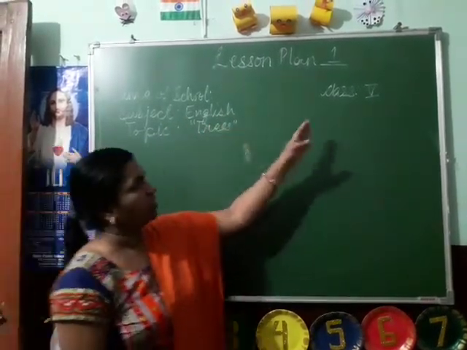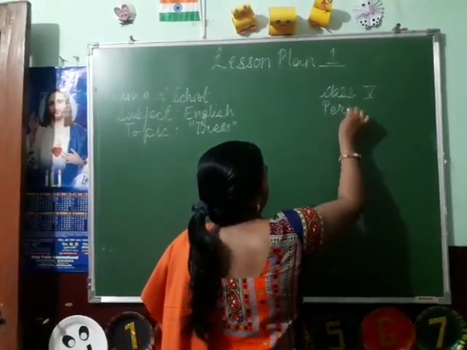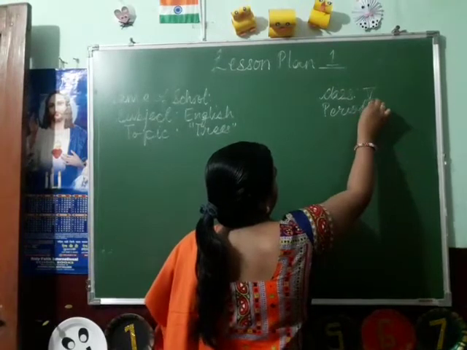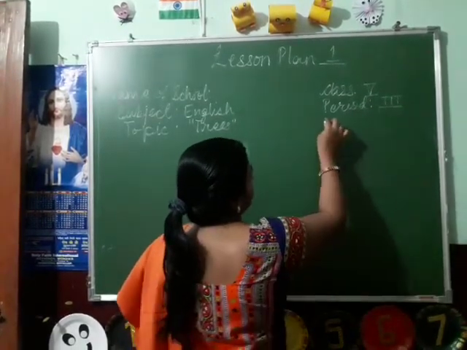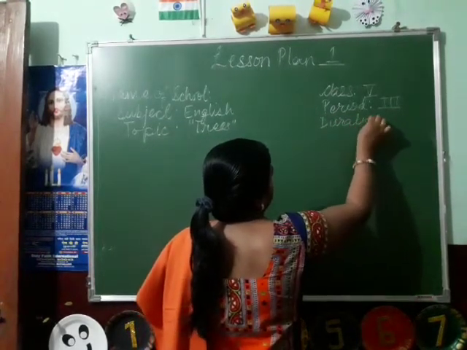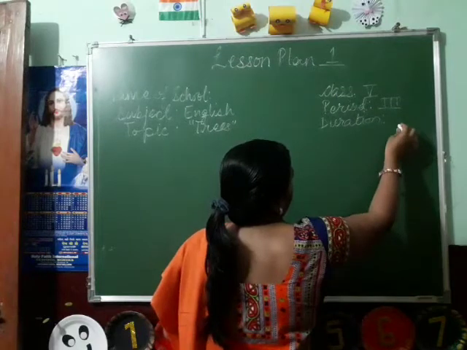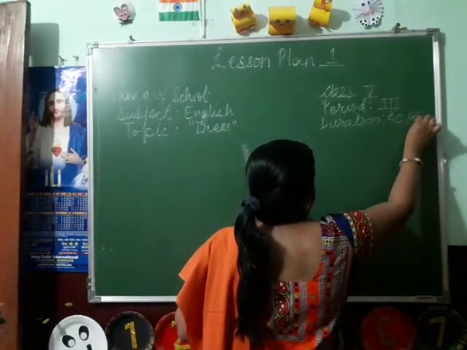Now in front of this, below the class, you have to write the period. What is the period that you are going to teach? Suppose it is a 3rd period or 4th period or whatever. Now here below this you will write the duration. What is the duration? 40 minutes or 45 minutes.